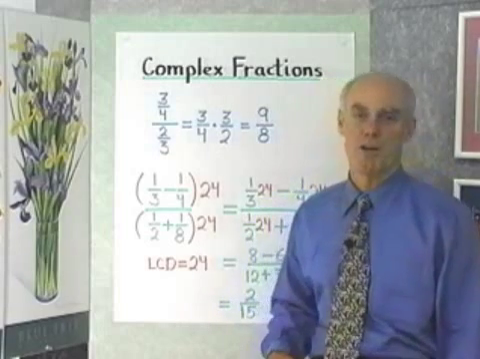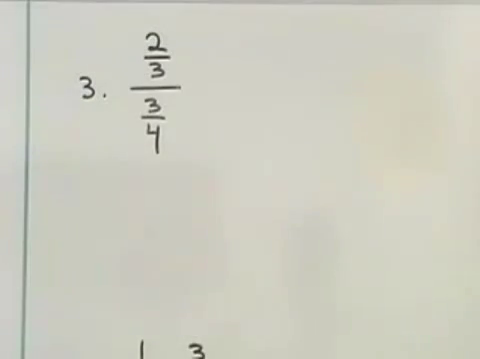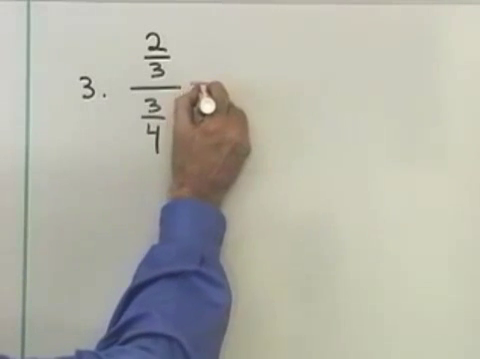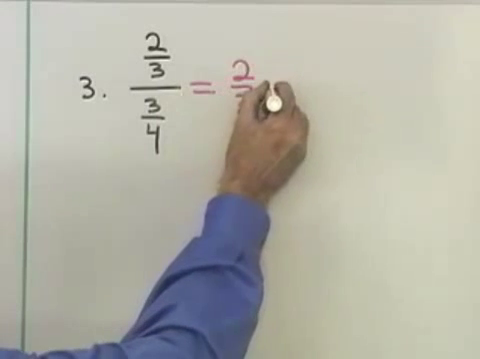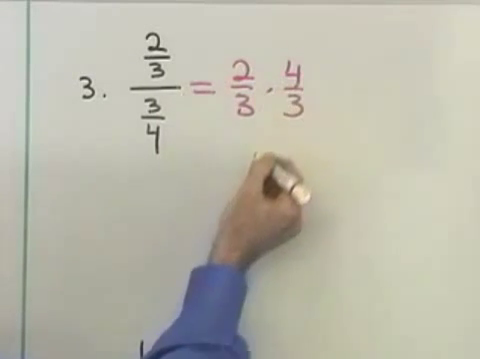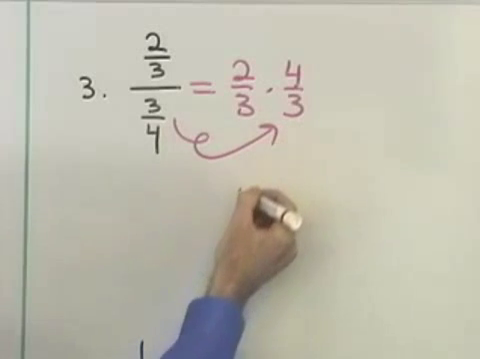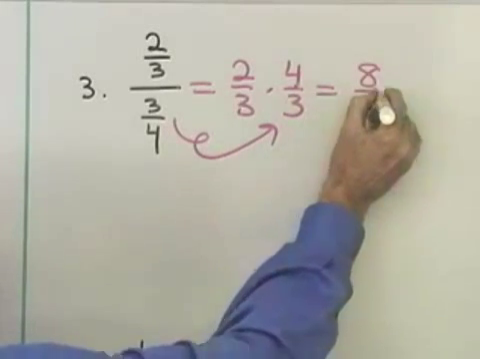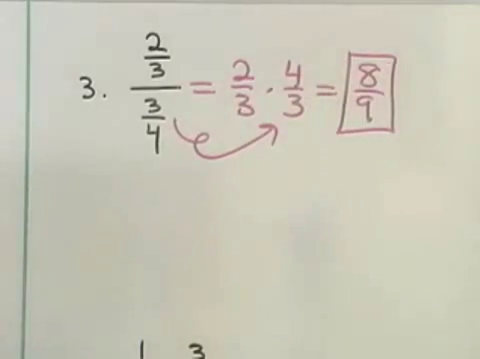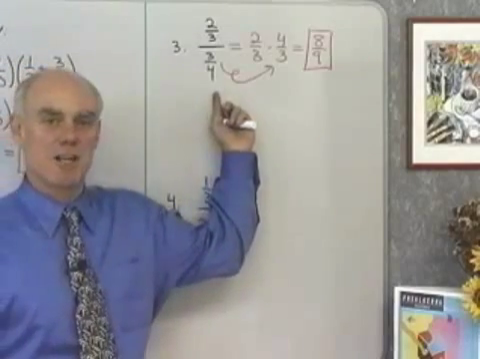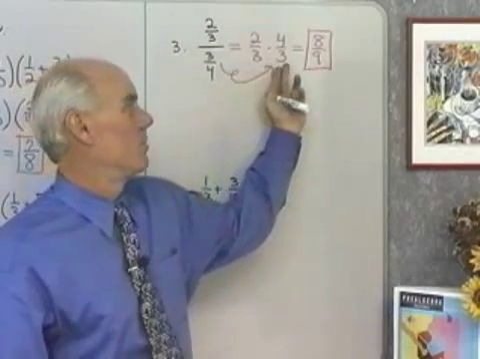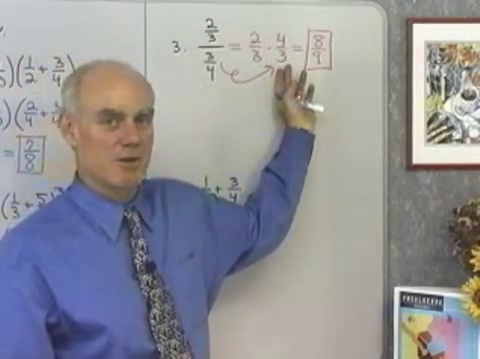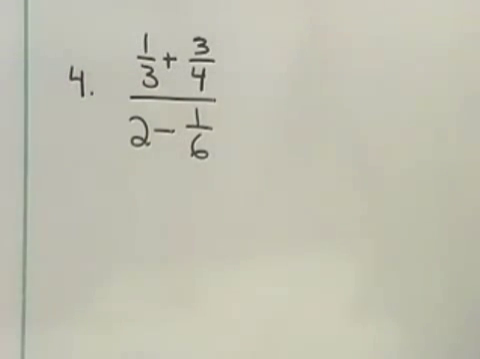So let's go to the board now and look at our first complex fraction. I have 2/3 divided by 3/4, so I'm going to rewrite this as 2/3 times 4/3. So instead of dividing by 3/4, I multiply by its reciprocal 4/3. That gives me 8/9. And that is the easiest way to do a simple complex fraction like this. Just think in terms of division, rewrite your division as multiplication by the reciprocal. Here's our next one. 1/3 plus 3/4 divided by 2 minus 1/6.